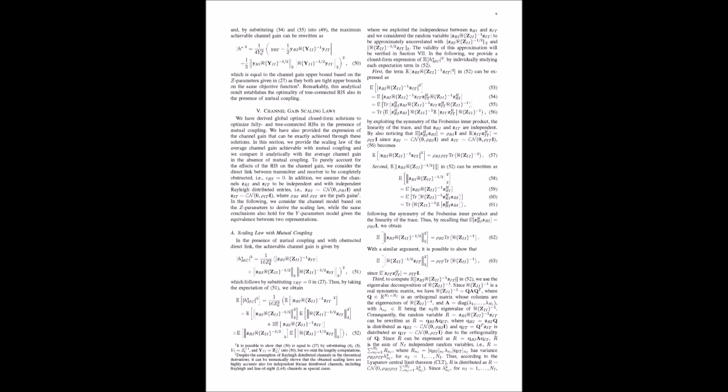So equation 53 focuses on the first term, which involves the interaction between those channels and the inverse of the real part of the impedance matrix. Lots of matrix math there. Yeah, it gets a bit complex, but we can simplify it using some properties of trace and expectation.